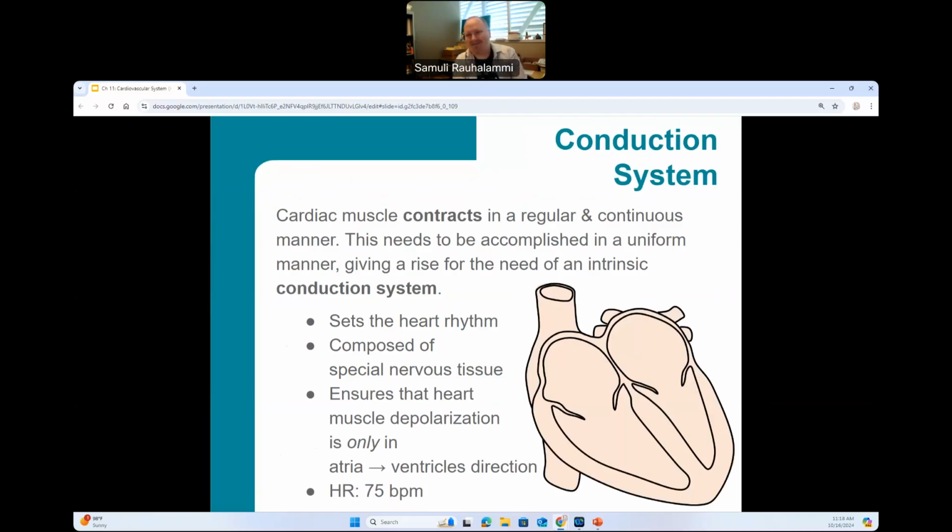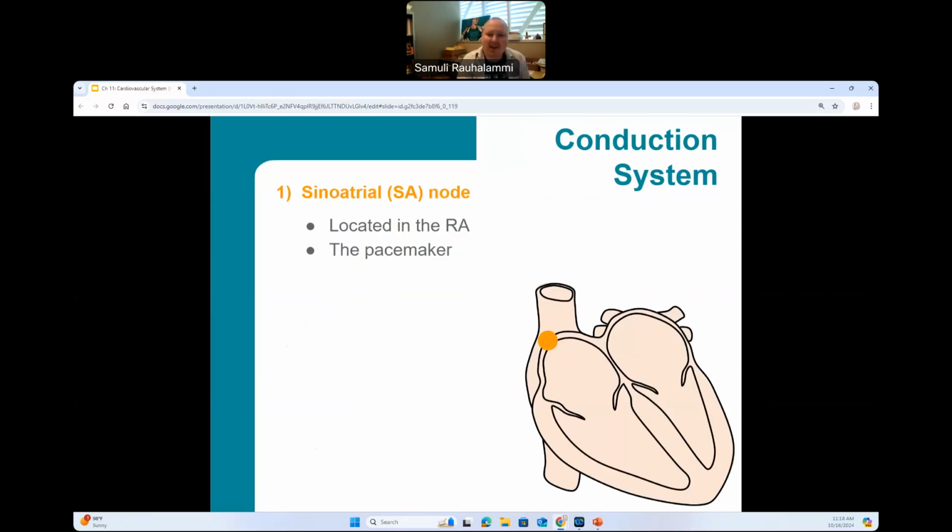Let's look at that. So everything starts from the SA node, which is really a cluster of nerve cells located at the roof of the right atria. These are the pacemaker of the heart. Essentially, they initiate the electrical impulses that lead to the contraction of the heart chambers. And as a next step, we're seeing that these nerve impulses pass through the walls of the atria, and as they do so, they cause the atria to contract.